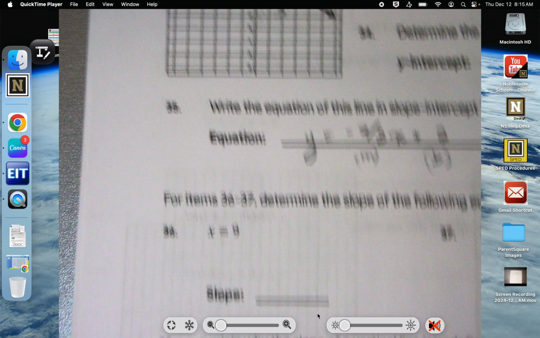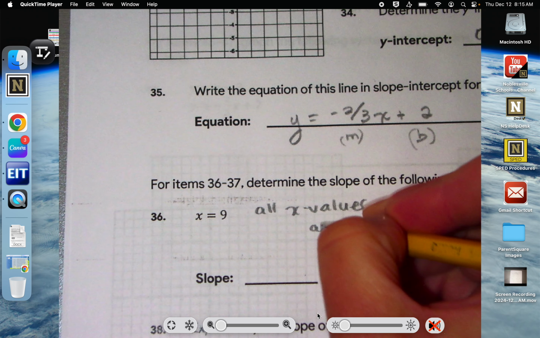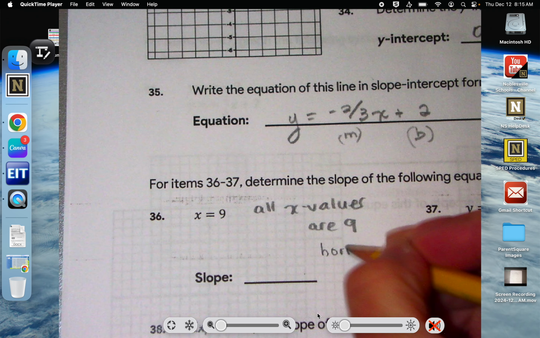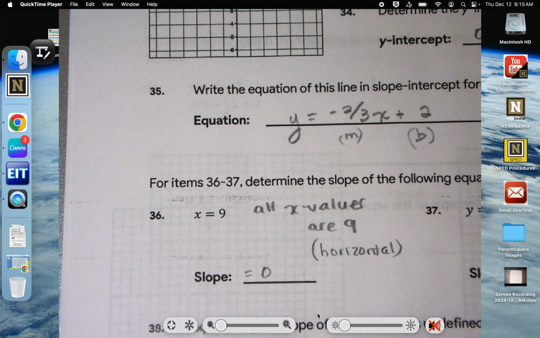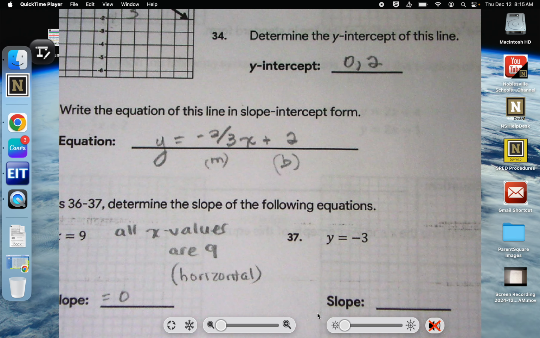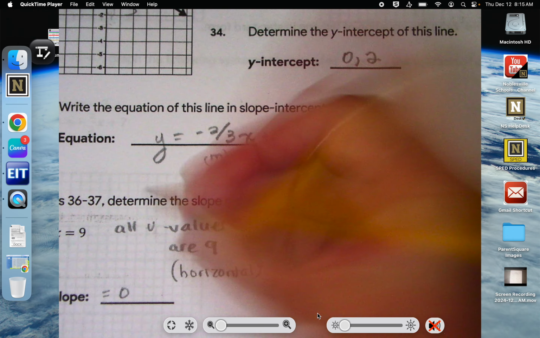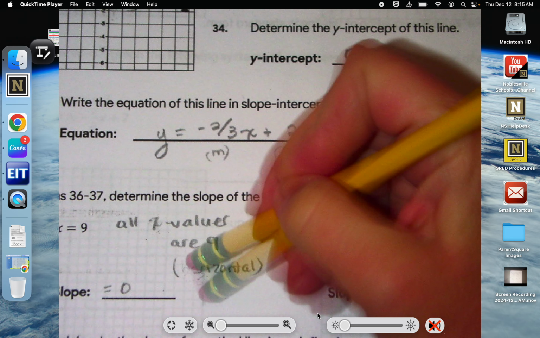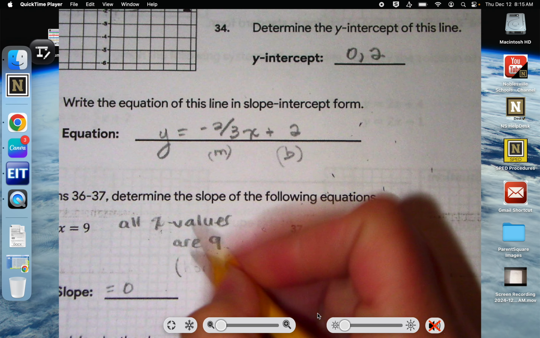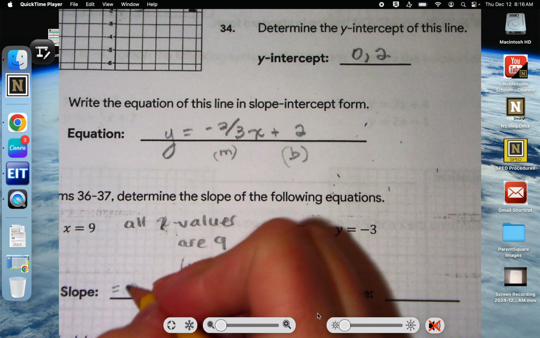Okay, number 36, x equals 9. That means all x values are 9. That gives me a horizontal line. So that means my slope equals 0, right? If you go back up to Mr. Slopeface, y equals -3. That tells me that, wait, hold on a second. I wrote that wrong. All of my x values are 9. That actually gives me a vertical line, guys. I'm losing it. This is a vertical line. So vertical lines, my slope is undefined.